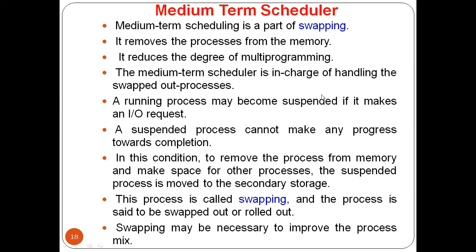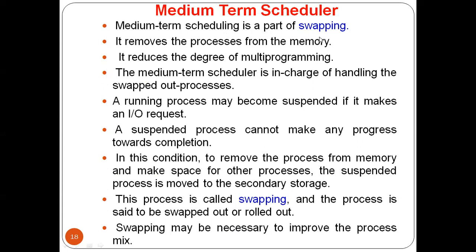So the running process may become suspended if it makes an IO request. The suspended process cannot make any progress towards completion. In this condition, to remove the process from the memory and to make space for the other processes, the suspended processes move to the secondary storage device. So this process is called swapping. We call medium-term scheduling a part of swapping.